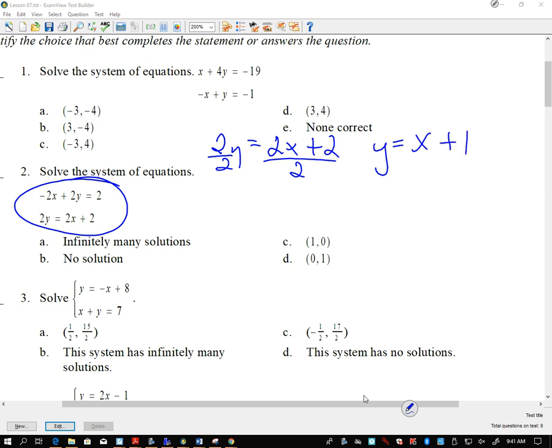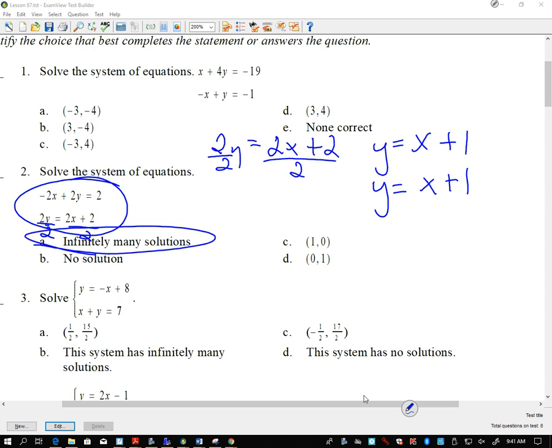X plus 1, okay? All right, let's look at this other one. What would I do here? Divide by 2 on both sides. So that's going to give me y equals what? X plus 1. Right? What do we notice about those two equations? They have the same slope. They have the same y-intercept. They are the same equation. How many solutions are they going to have? An infinite number of solutions.